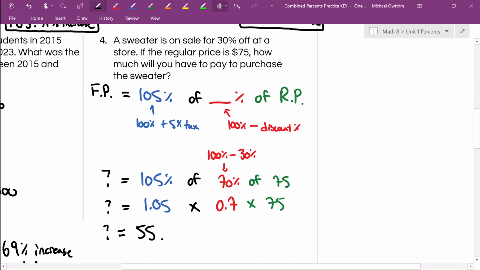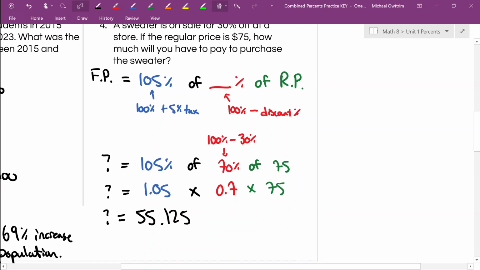We get 55.125. Now money only ever has 2 decimal places, so we are going to round. Our 5 is bigger than or equal to 5, so round the 2 up to 3. And we'll say you need to pay $55.13.